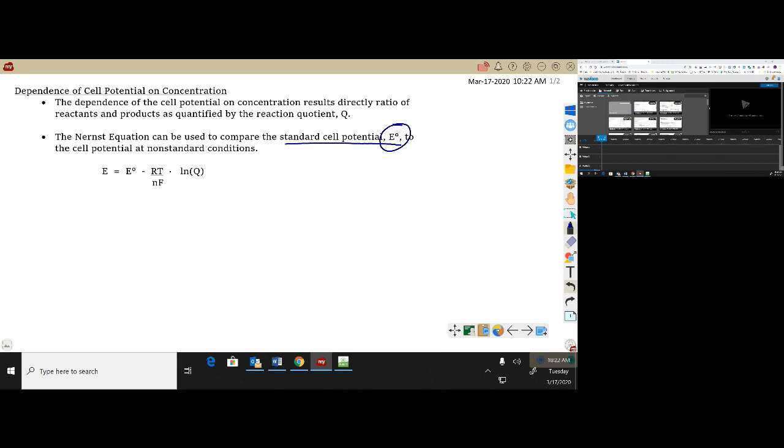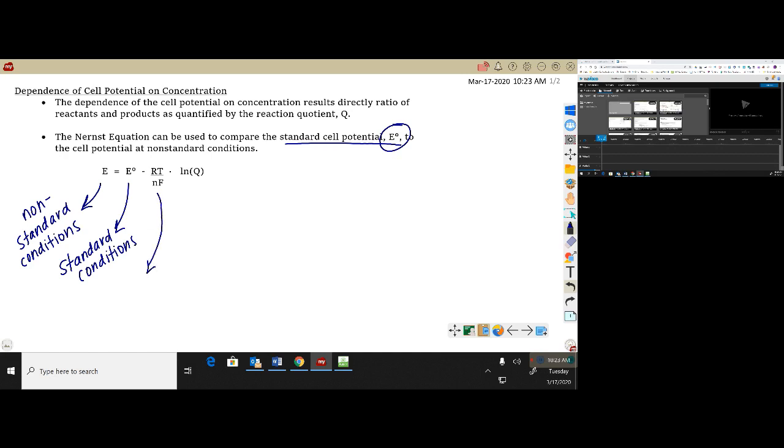When you have E without the degree symbol, this would be my cell potential at non-standard conditions. With the little degree symbol, this is the cell potential under standard conditions. Okay, now we've got all this other junk in here. Where are we even going to put this?